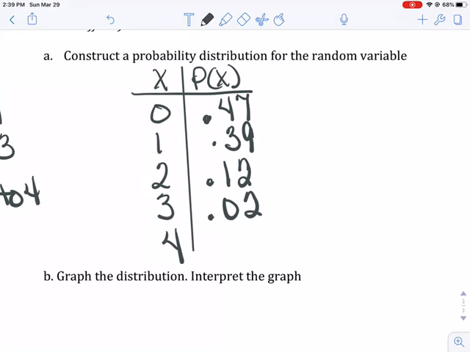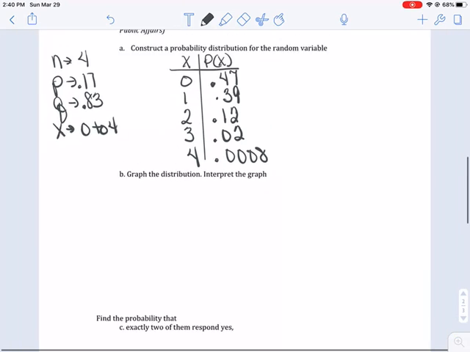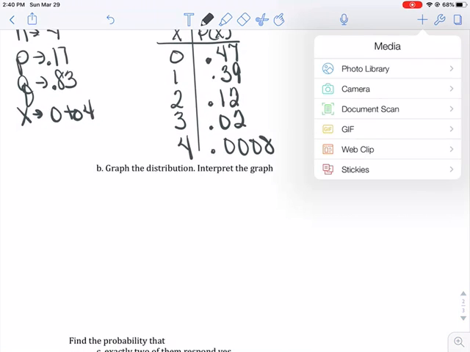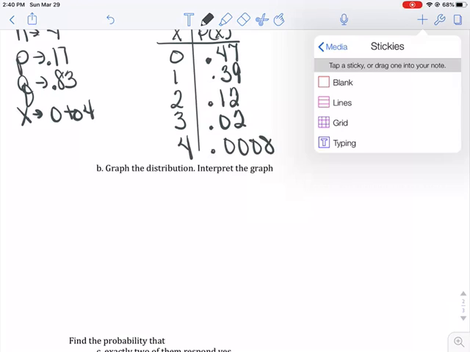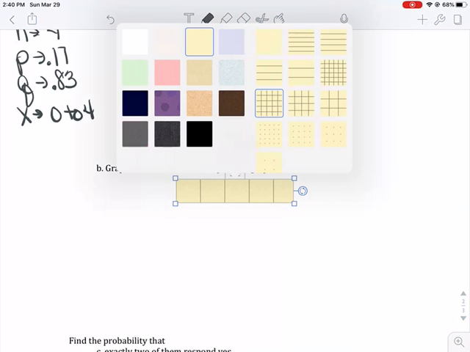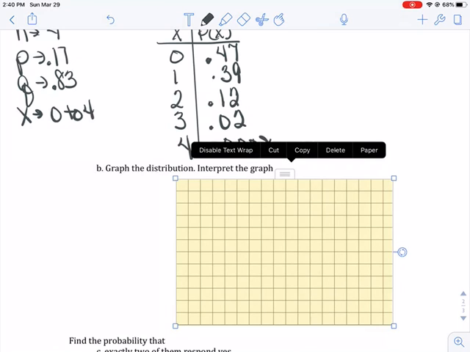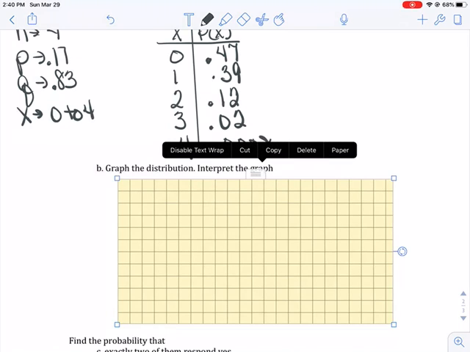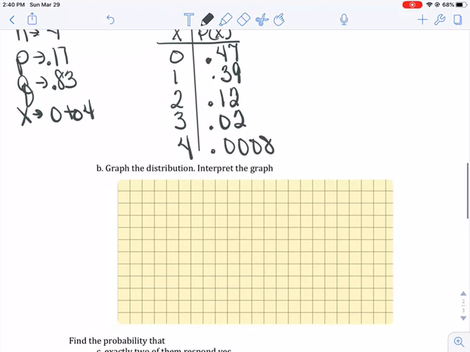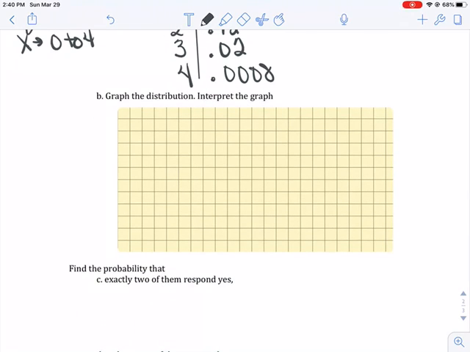Okay, now if you're using a calculator or anything, it may give you scientific notation. Just be aware of that. So 0.0008. Okay, there we go. Now we're just going to graph like we did the other day with our probability distributions. So I'm just going to make my little graph here. And we're going to go from 0 to 4 on my horizontal. And my vertical is going to be P of X.